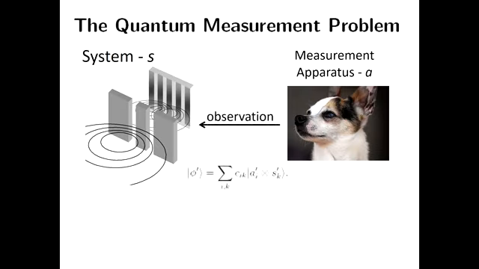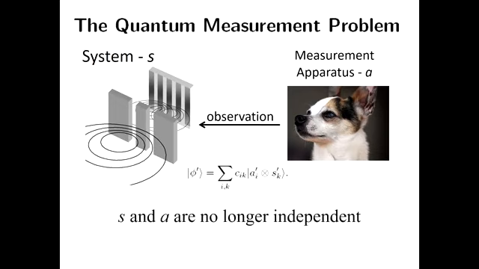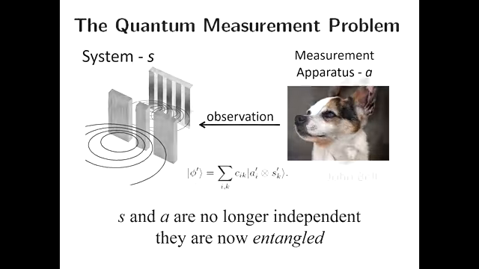From a quantum perspective, you take the tensor product between the two quantum systems, the two physical systems, and you end up with the system and the measurement apparatus no longer being independent. So we can say that the two physical systems are entangled. From a quantum perspective, we're just dealing with complex waves. There's no particle-like behavior yet.